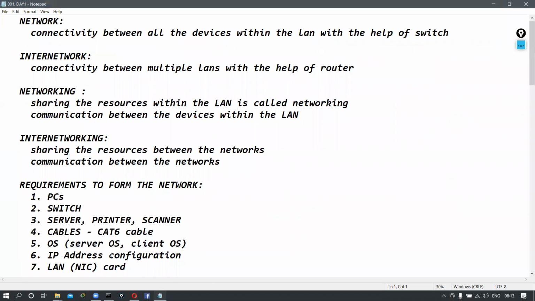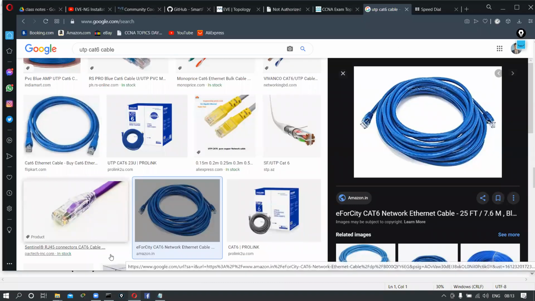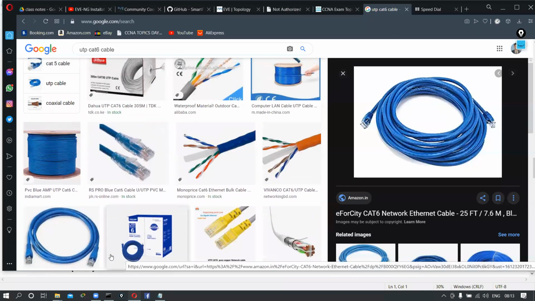Clear now? And also that cable has a connector on one side. This connector is called what? RJ45. How many pins will be there? That means internally how many wires will be there? 8 wires. Let me show here. Can you see how many wires are there? 4 pairs, that means 8 wires. Two wires are twisted to overcome electromagnetic induction and radio frequency interference. That's why they're twisted.